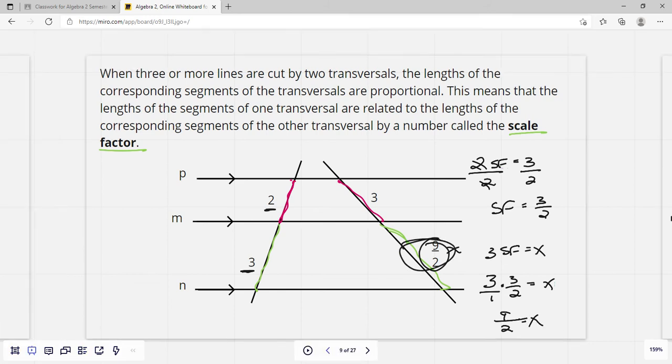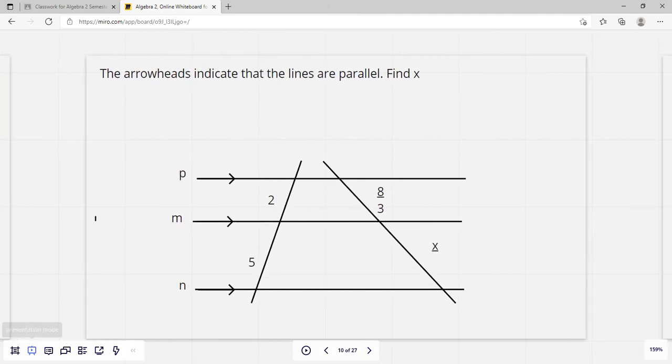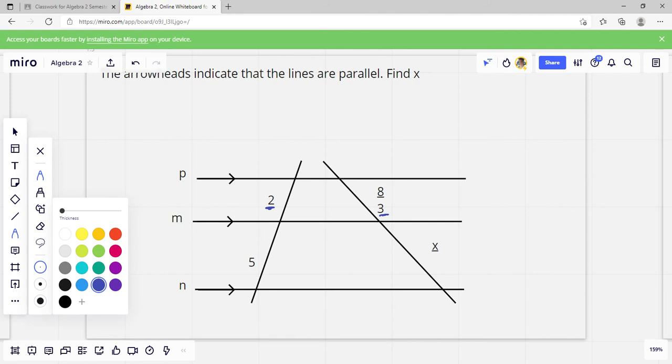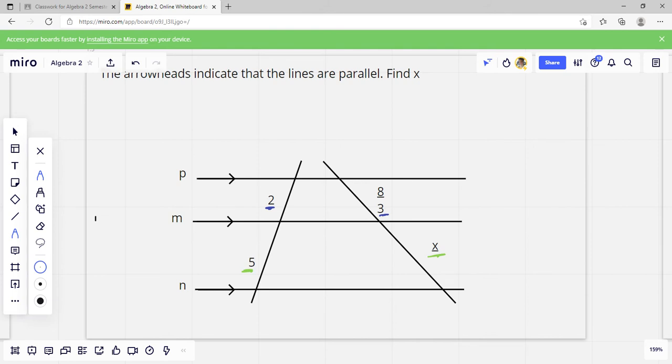I'll give you another example of that. The arrowheads indicate that the lines are parallel. Find x. So we have our 2, which is going to be related to this 8 over 3, and then we have our 5, which is going to be proportional to x, and we have to find x. To do that, we first have to find the scale factor. So we say 2, that's this 2 right here, times the scale factor equals the one that it's related to, 8 over 3.